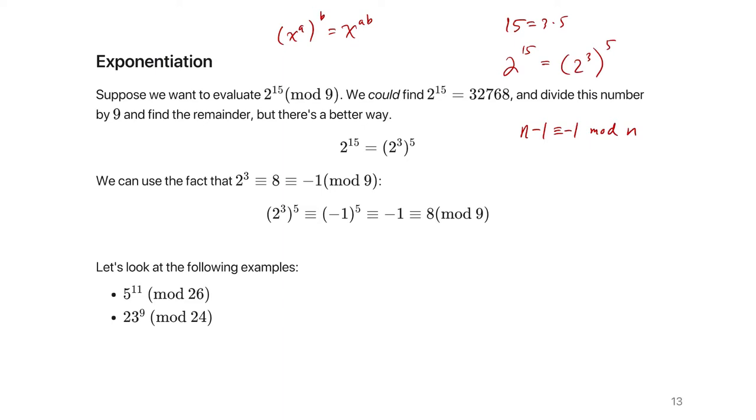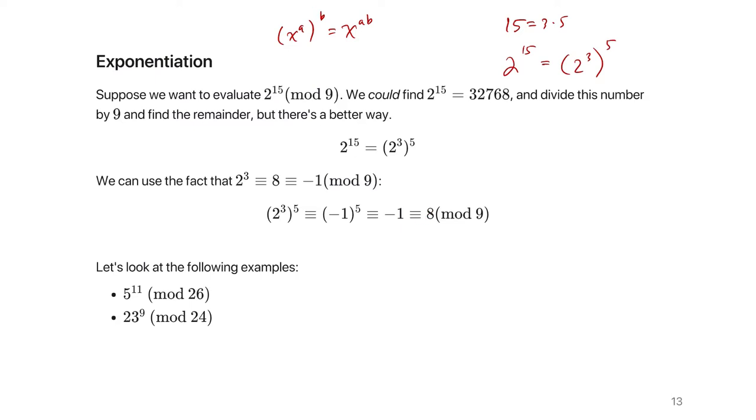And why does this work? Well, we said before, you can add or subtract any number of multiples of n, and the equivalence still holds. So from n minus 1, I could just subtract an n, and it'd still be equivalent to negative 1. So we know 8 is negative 1, and if I substitute negative 1 for 2 to the 3, with my exponent staying at 5, I have negative 1 to the 5, which is just negative 1 because the exponent is odd. But negative 1 modulo 9 is just 8.